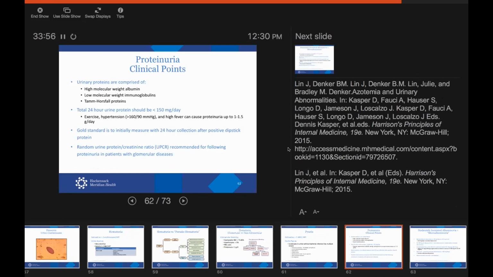When you dipstick protein, I just wanted to talk a little bit about proteinuria. Some clinical facts. Urine protein is made up of different types of components: albumin, immunoglobulin, Tamm-Horsfall phosphoprotein, all mixed into a 24-hour urine collection for protein. Just keep in mind that exercise is the biggest thing that I see in the outpatient setting causing a little proteinuria of 500, 600, 700 milligrams a day. I already told you that less than 150 is normal.